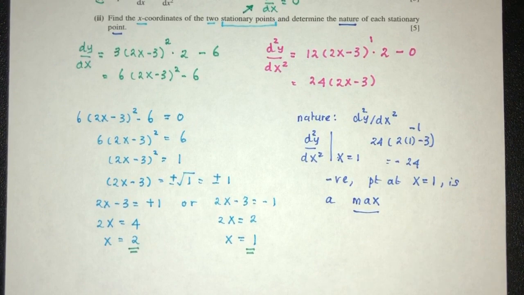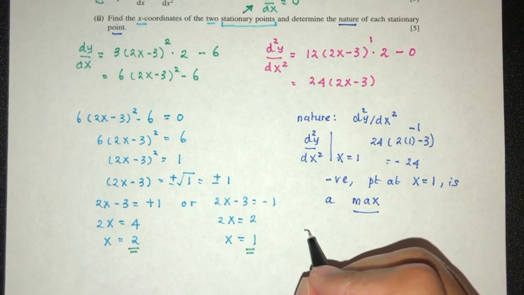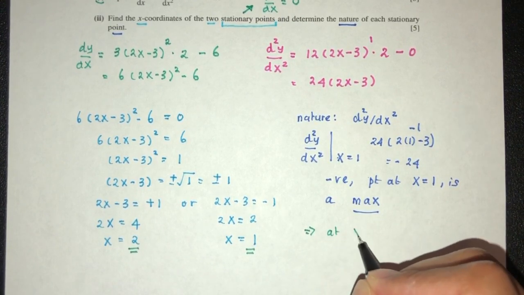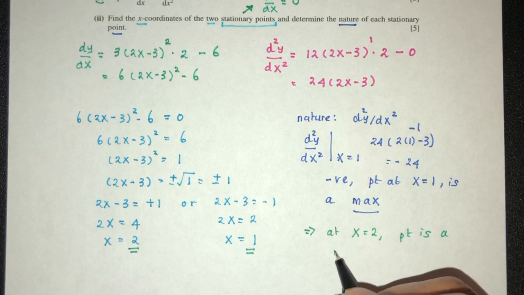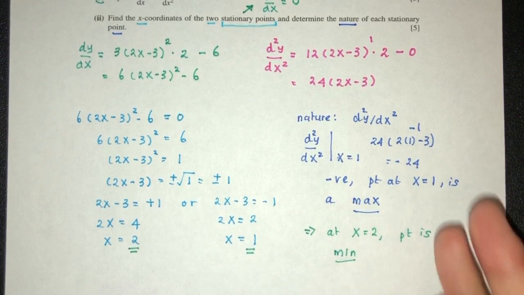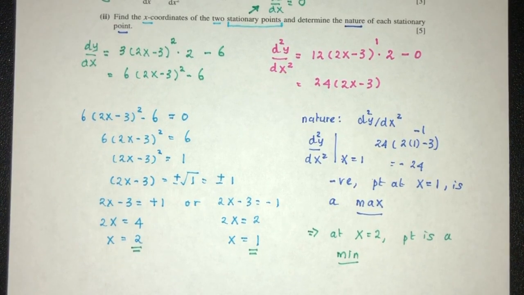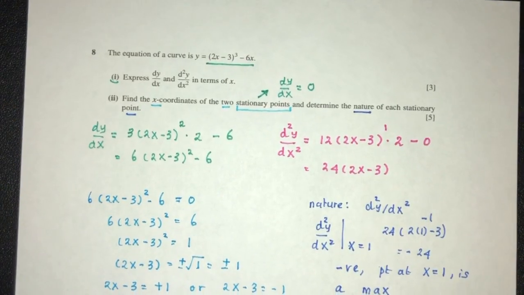Now obviously if you have one maximum point already, we can also conclude that at x equal to 2, the point is a minimum point. Obviously we have one max, so the other one should be a minimum as well. So that will be your question regarding differentiation.